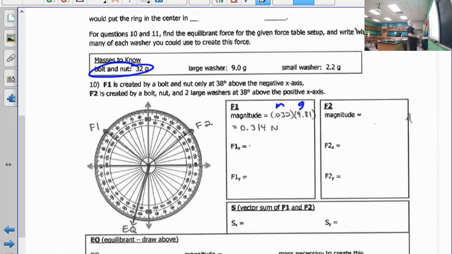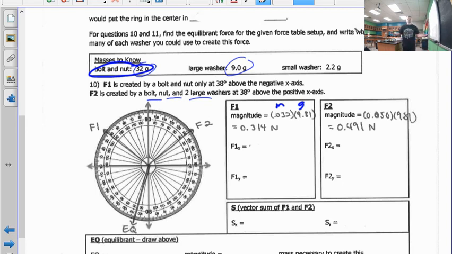We're going to do the same thing with force 2. Force 2 is created by a bolt, a nut, and 2 large washers. So it's 0.032 plus 18 grams from our 2 washers. That tells you that our mass here is 0.05. Multiply that by gravity. We're going to come up with our 0.491 newtons. We're going to use that equation a lot. Force equals mass times gravity when we're talking about a gravitational force.